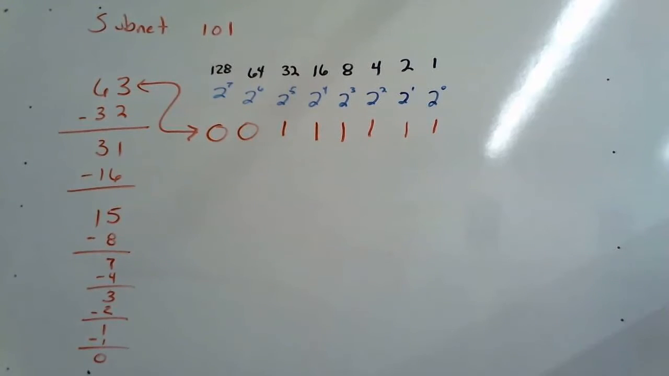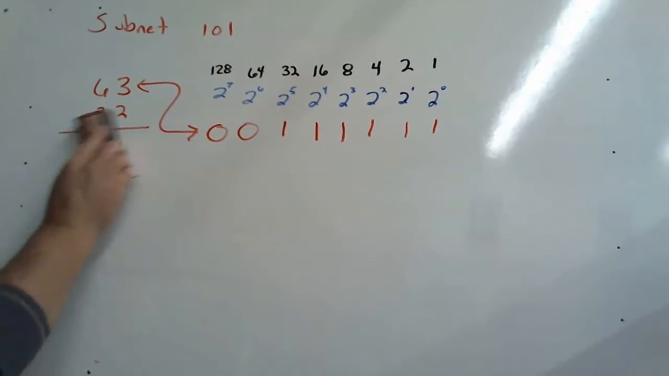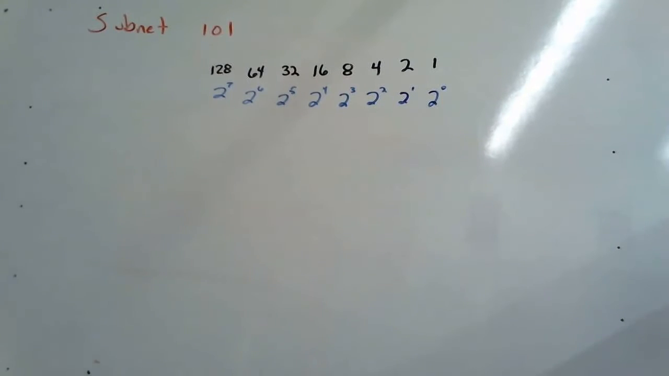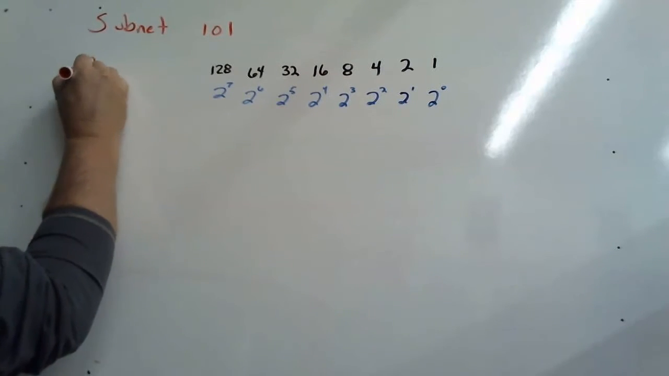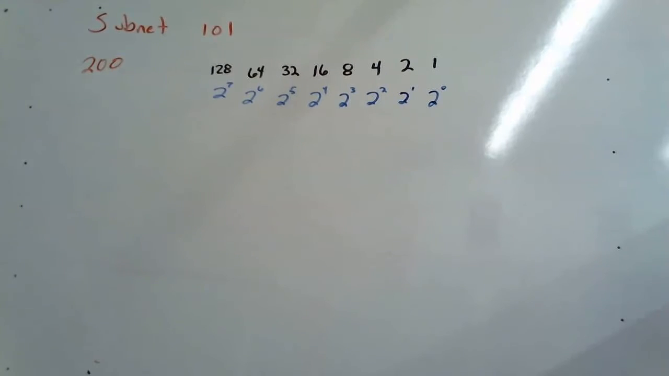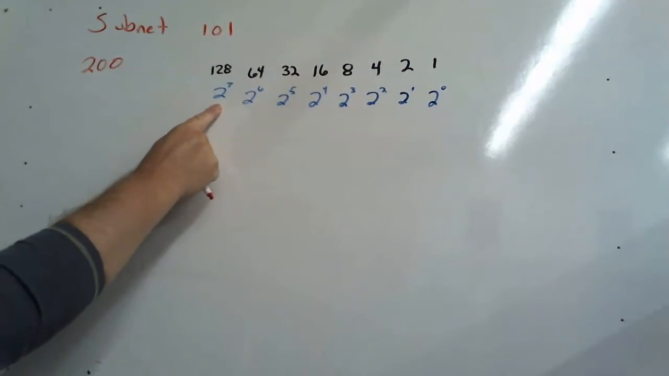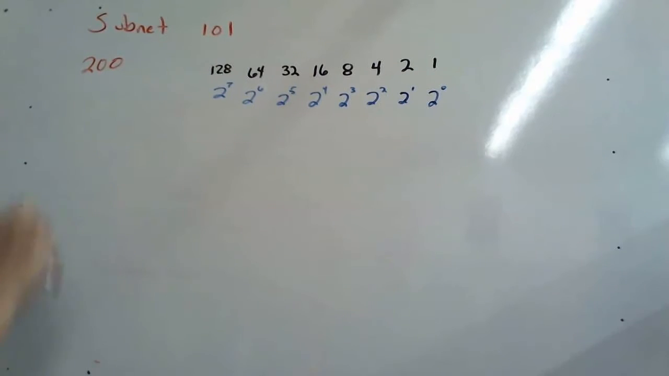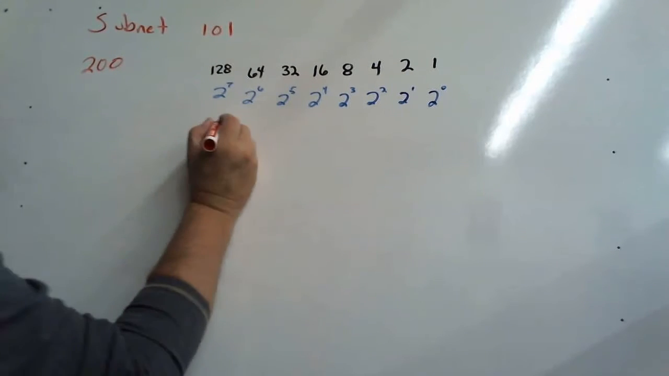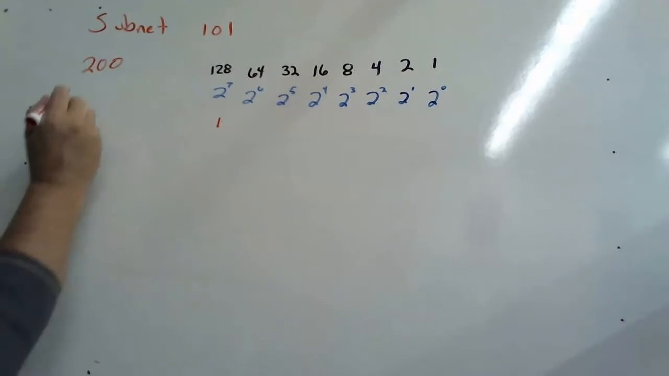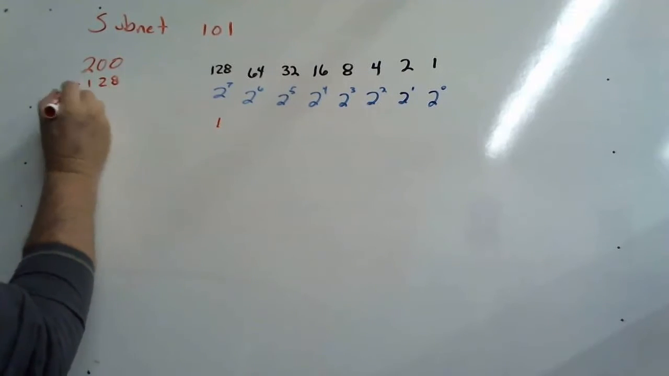So let's do another one. How about something a little larger this time? How about, well, let's go real big. How about 200? 200. So, working the same direction and the same method, I'm going to say, can I subtract 128 from 200? And the answer should be yes. So I put a 1 there, and I subtract 128.